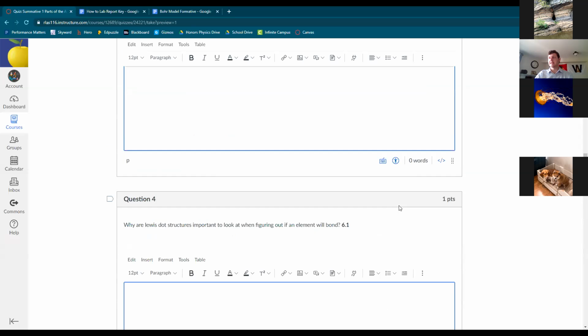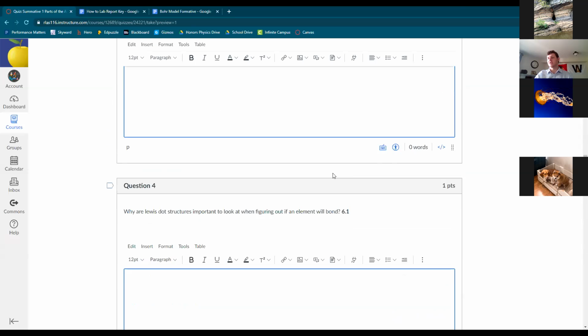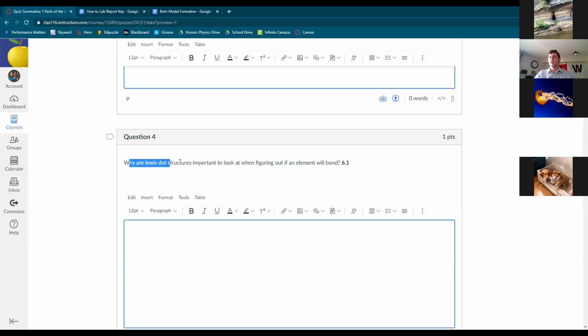And then the last standard, 6.1, the first question was number 4 right here. Why are Lewis dot structures important when figuring out if an element will bond? And that's because of our octet rule again, because of having 8 valence electrons. All elements want to have 8 valence electrons to be stable. So if they don't, we look at the Lewis dot structure to determine if they're going to be reactive, or if they're going to want to give away their electrons or take electrons.